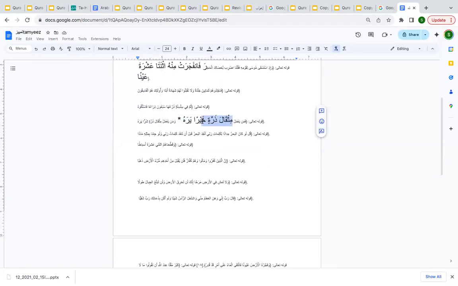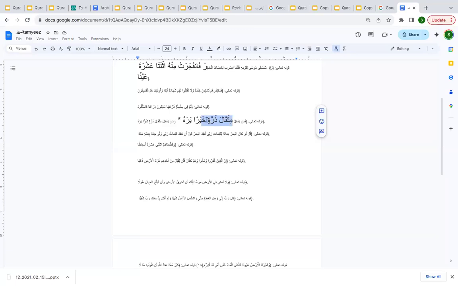Misqala zarra, weight of an atom. Or weight of a zarra, however you want to translate it. Is this weight of a particle? Yeah, it makes more sense. And the ancient Arabs used to call an ant zarra too, but we will not get into that. So, weight of a particle.